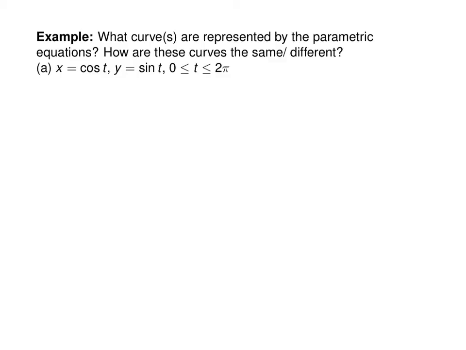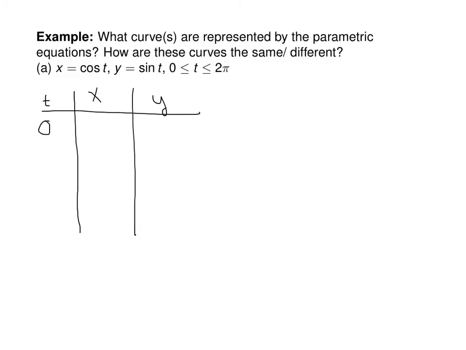So what curves are represented by the parametric equations below? How are these curves the same or different? So x is equal to cosine t and y is equal to sine t for t between 0 and 2 pi. So x, y. If we input 0, cosine of 0 is 1, and sine of 0 is 0. Let's just input things that are easy.